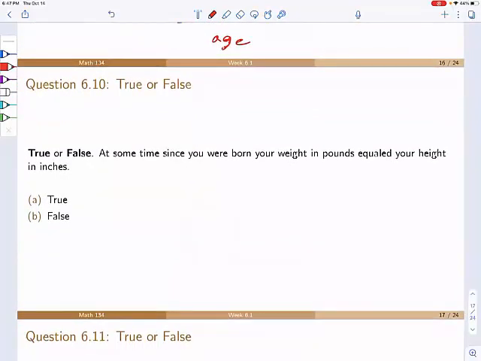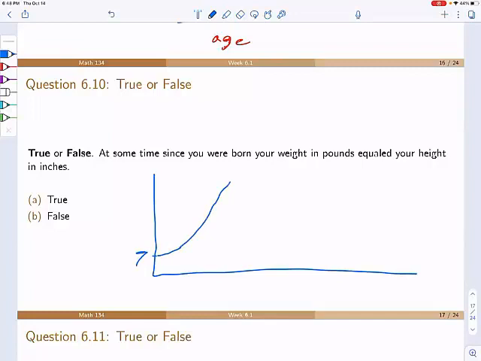Okay, so similar style problem. At some time since you were born, your weight in pounds equals your height in inches. So here's a slightly different approach, but similar idea. Again, it relies on continuity. So if we think of maybe your weight first, the average weight of a baby is 7 pounds. And then you hit your growth spurt, and then maybe your weight doesn't change as much later on in life. Maybe that's something like 180 pounds. This is just sort of the average arbitrary numbers.